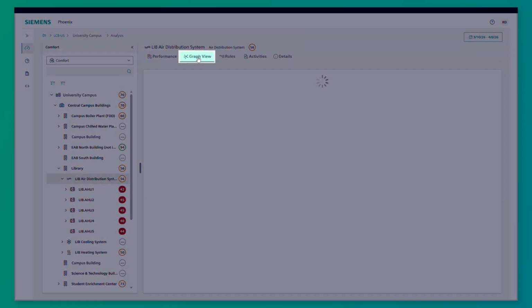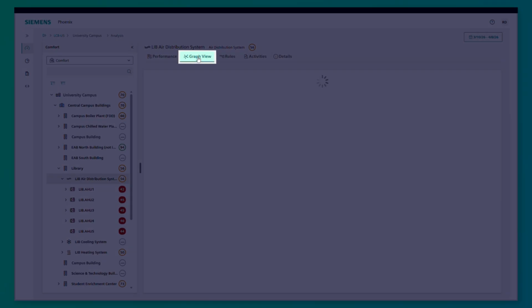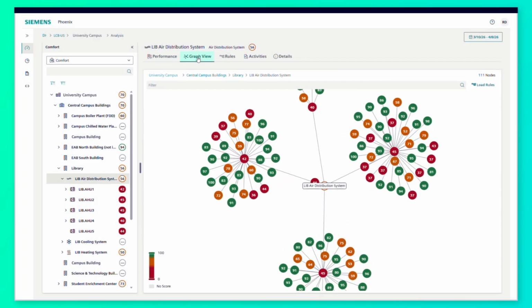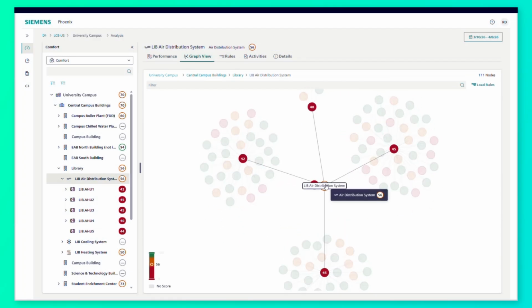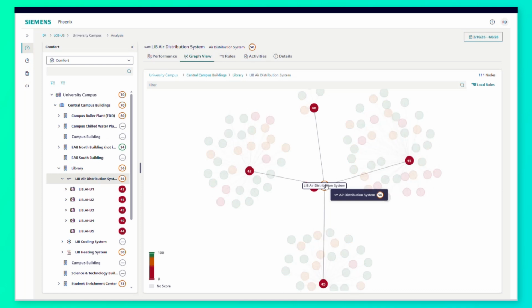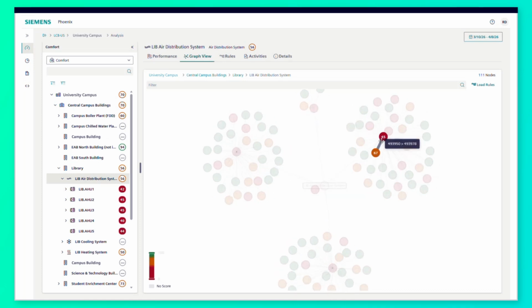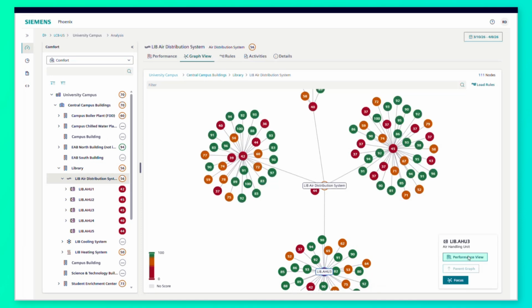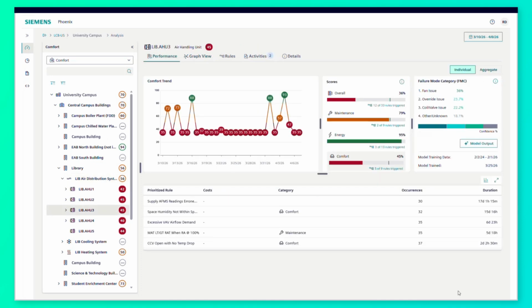The graph view gives us a full display of the precise system topology. Here you can see exactly how each asset is interconnected. By understanding how these systems are connected, Building X can identify patterns that indicate emerging issues before they become failures. So it's easy to see whether a problem is isolated or the early signal of a larger issue upstream. Let's take a look at Air Handling Unit number 3.